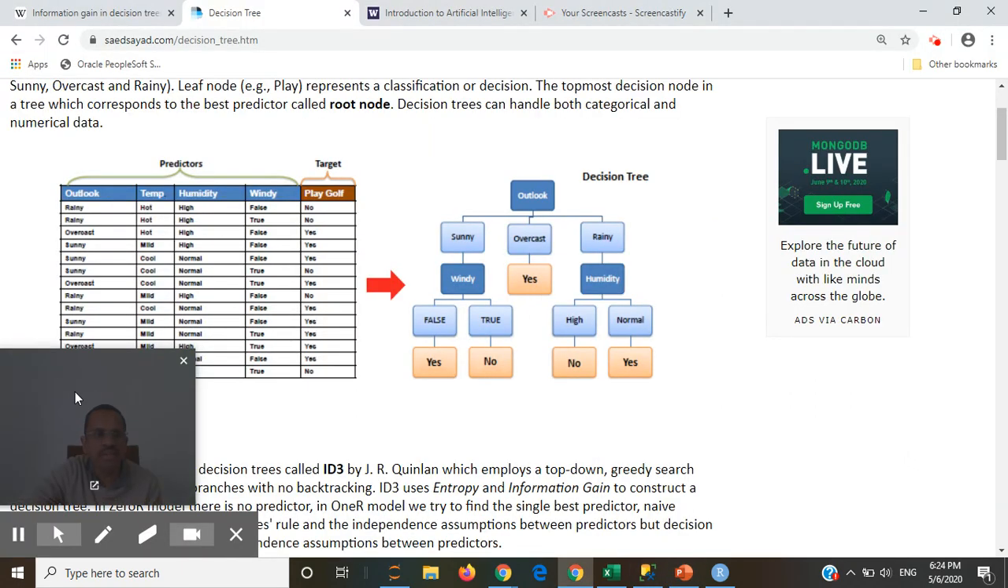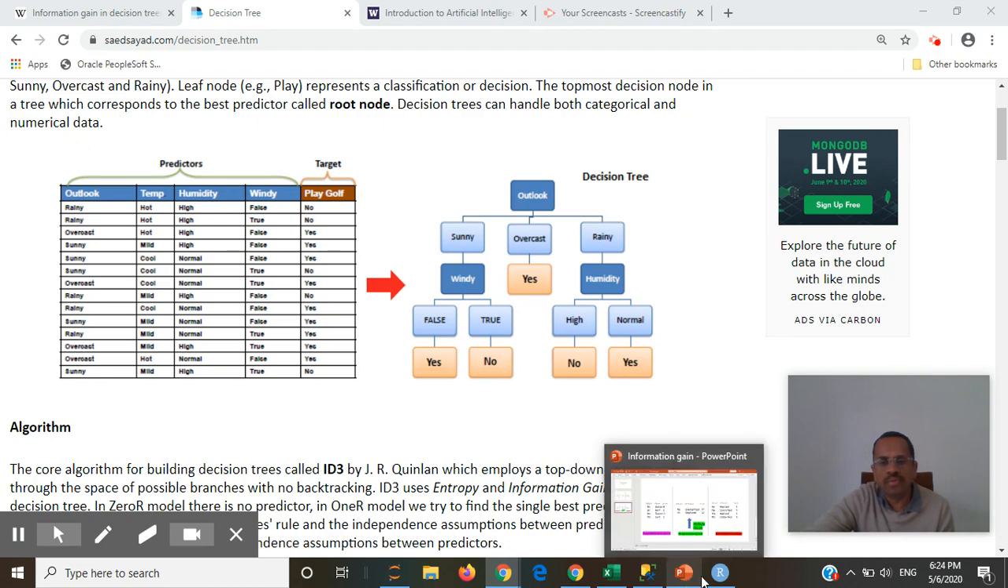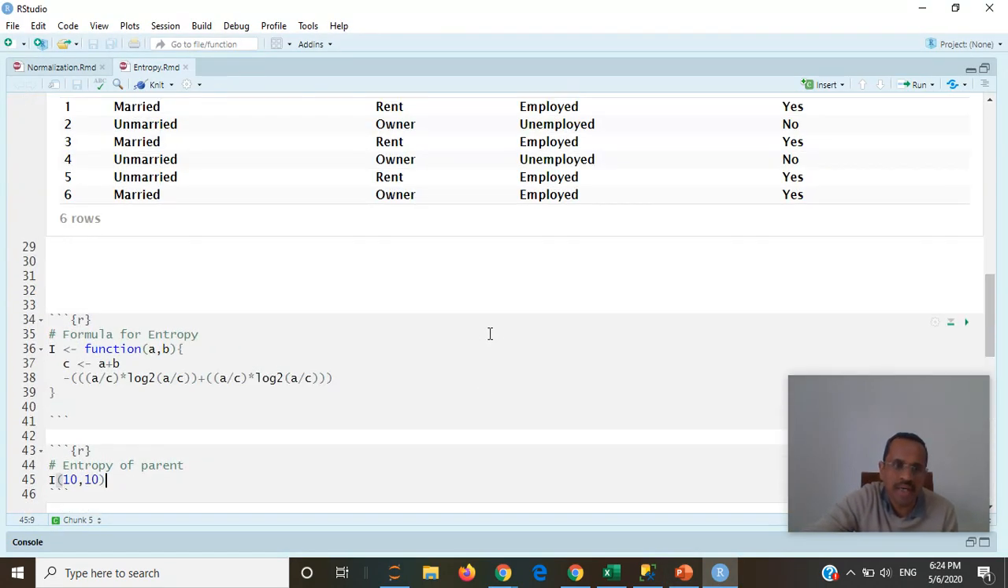Once that tree is divided, then again for another choice of attribute, we do the same thing and choose the column with maximum information gain. So now we will go to R code to show how to calculate that thing.